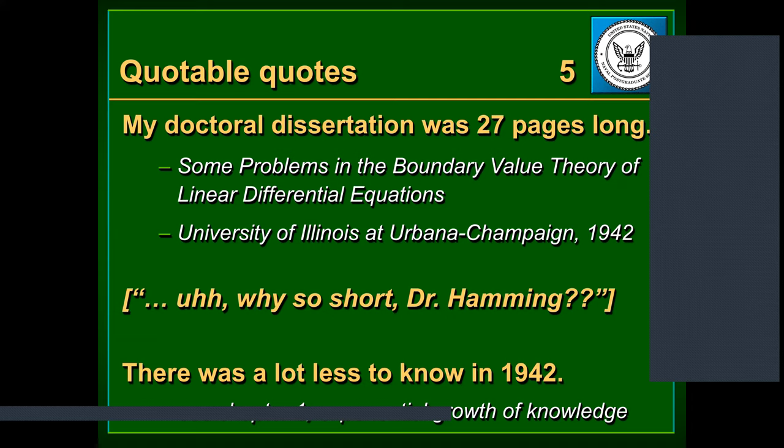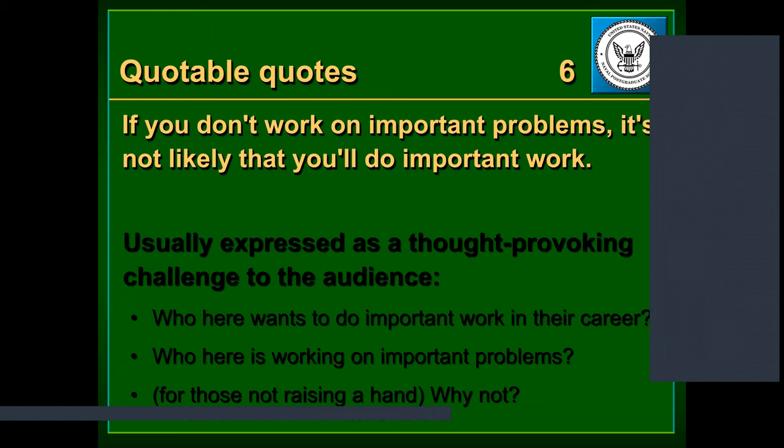So here's a real Hammingism. He doesn't say you won't do important work. He doesn't say you can't do important work. He doesn't say you aren't even able to think of important work. He rather poses it as a likelihood, a probability, if you will. If you don't work on an important problem, it's maybe not likely you'll do important work.